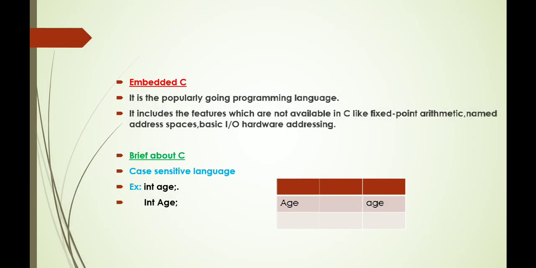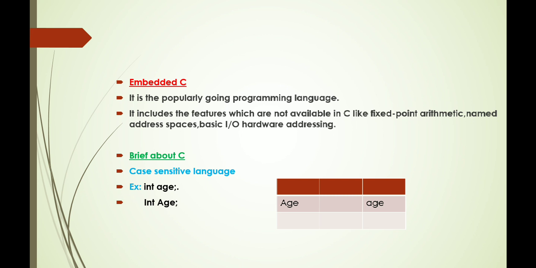Next, embedded C. It is a popular programming language. It includes features like fixed point arithmetic, named address spaces, and basic input output hardware addressing, which are not available in C.